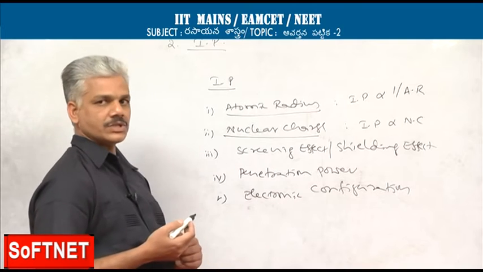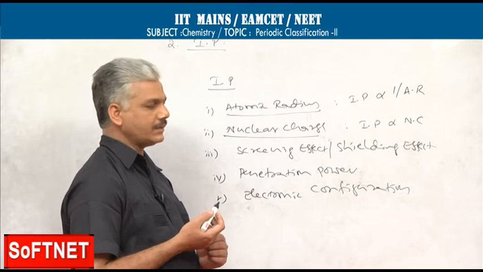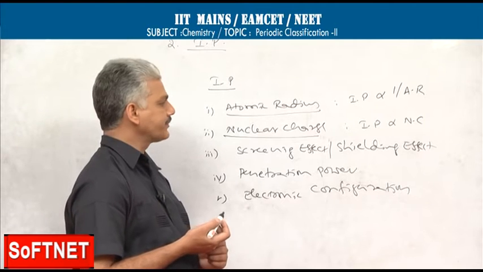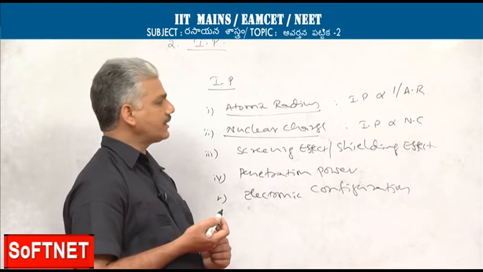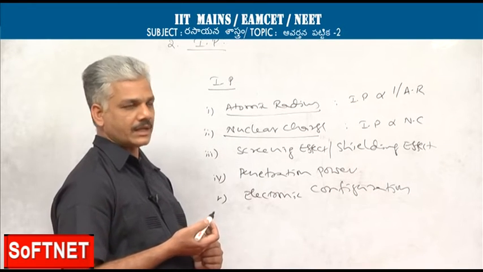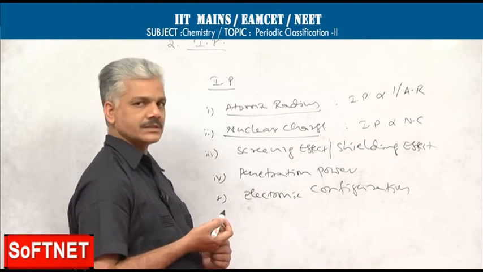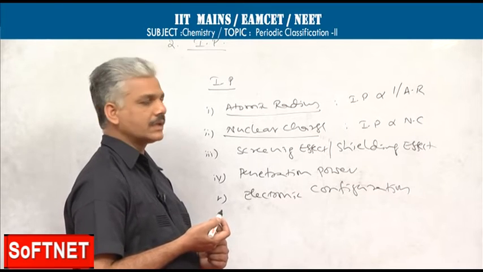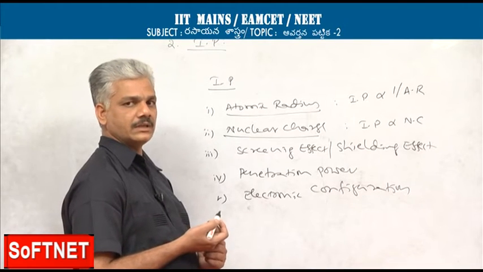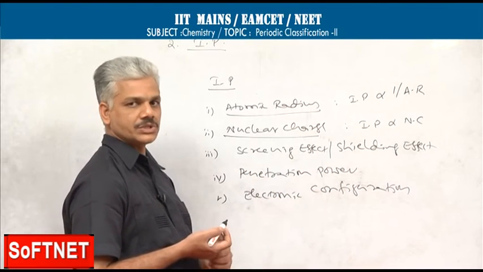Coming to screening effect or shielding effect, in an atom the nuclear force of attraction is comparatively less on the outermost orbit because the inner orbits present between the nucleus and the outermost orbit absorb the nuclear force of attraction. As a result, effective nuclear charge on the outermost orbit and outermost electrons is less. As a result, less energy is sufficient for the removal of an electron. That effect is called screening effect, also called shielding effect.